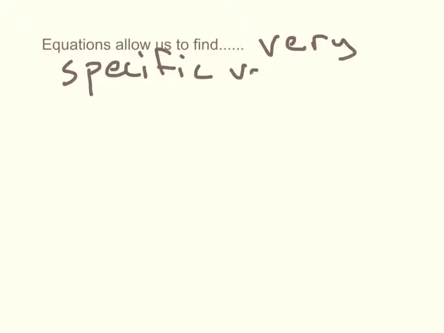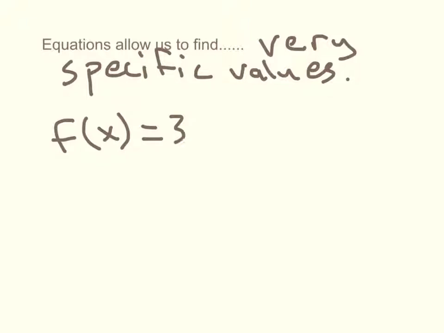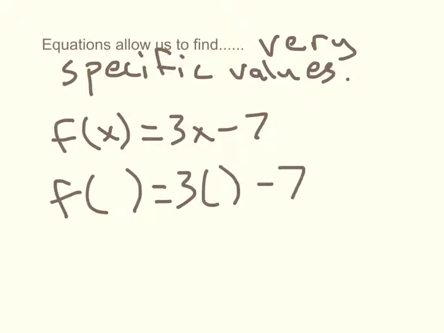Equations allow us to find very specific values. For example, last week you had a homework assignment on that little tiny piece of paper. It said f of x equals 3x minus 7. If you know your equation, then you should be able to figure out any value for any given x. As an example, if we had f of a certain value, we would be able to figure it out.